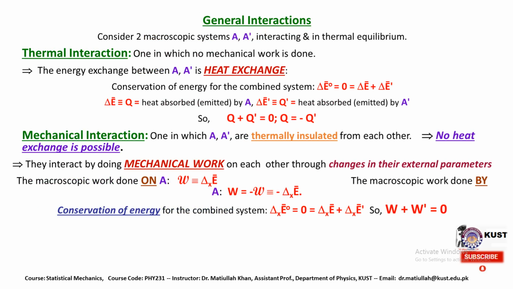In this case, both the thermal interaction and mechanical interaction occur simultaneously, which means that in the meantime energy is exchanged and particles or mass are also exchanged, and the combination of this is called a general interaction. So we consider two macroscopic systems A and A dash again, and both systems are interacting thermally, in the case of thermal equilibrium, one in which no mechanical work is done. So the energy exchange between A and A dash is heat exchange.